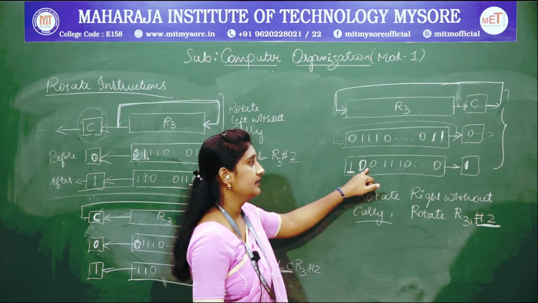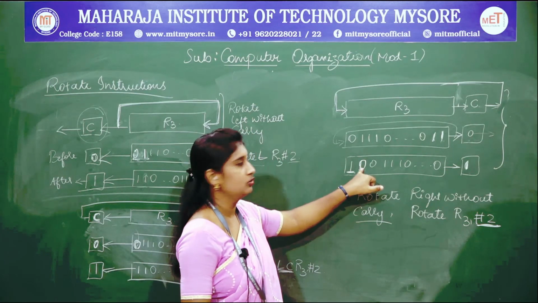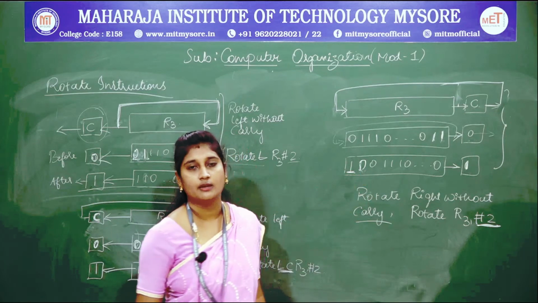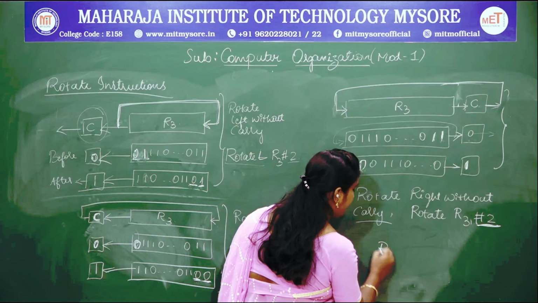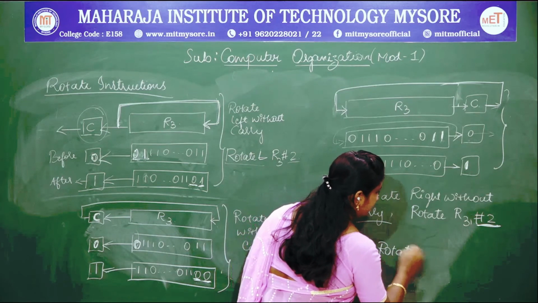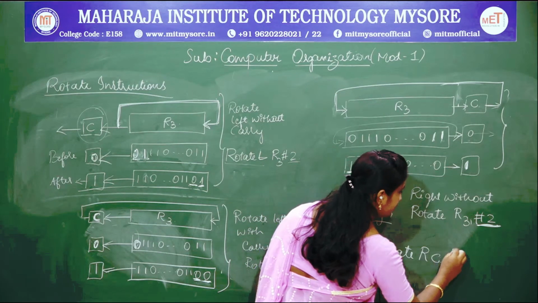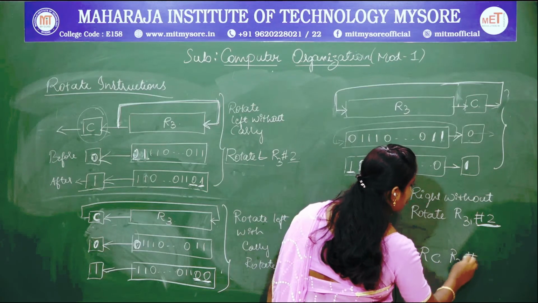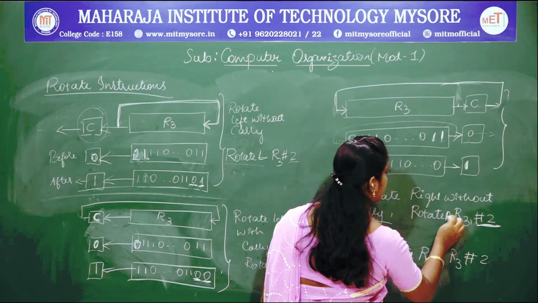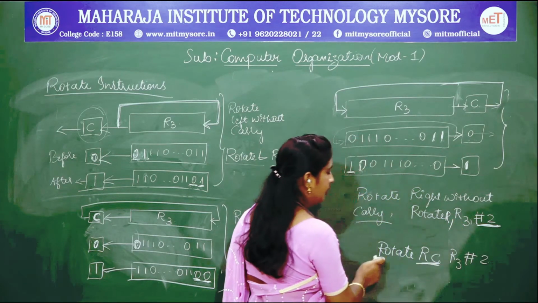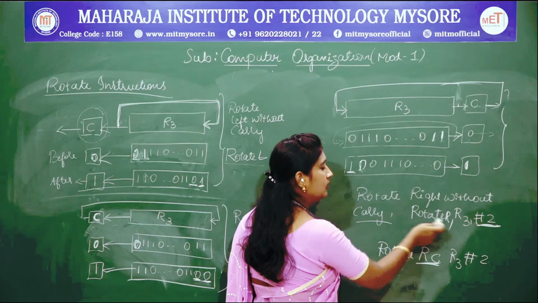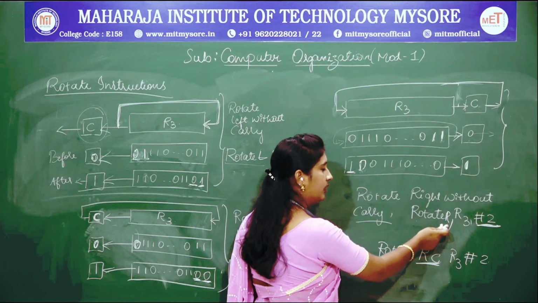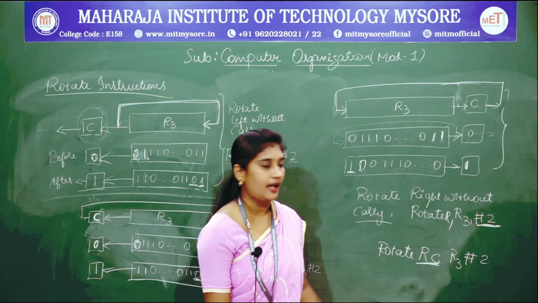Why? Because I am considering the carry flag also. So it becomes 0 and this becomes 1. So you will also be representing the rotate as RC R3, #2. RC means rotate right with carry. Here, rotate R means only rotating towards the right without considering the carry bit.